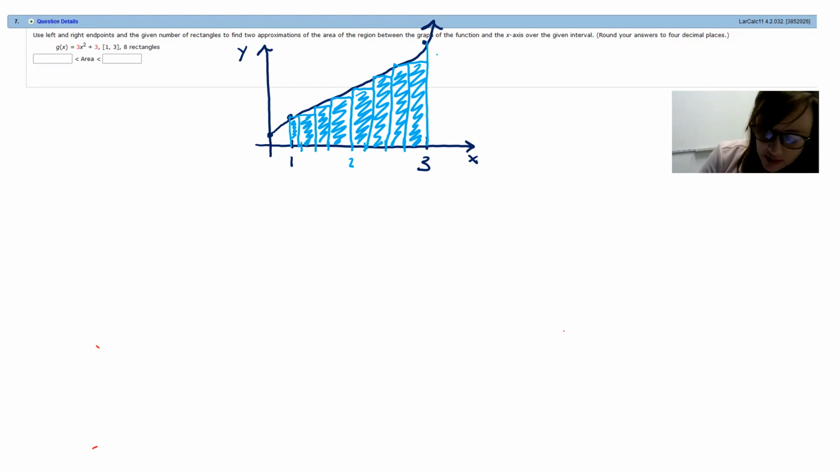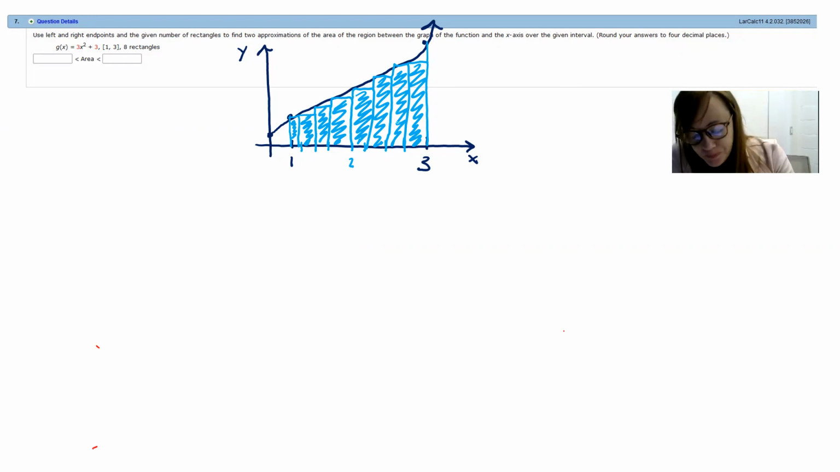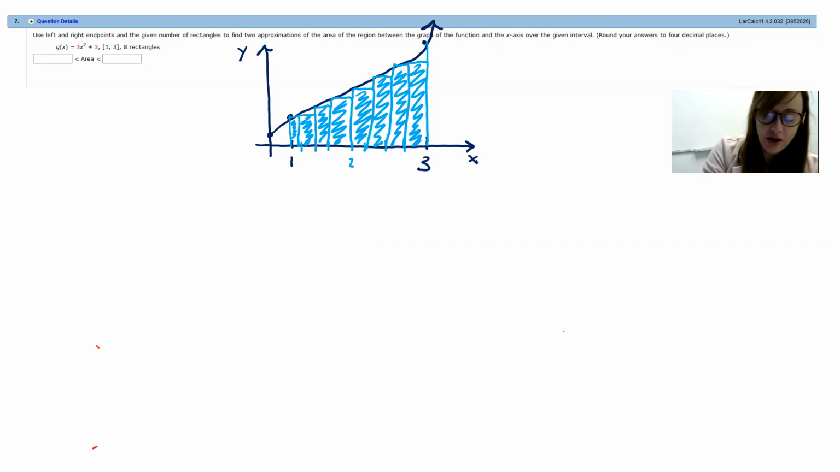So this is an approximation. If I took the area of these 8 rectangles, I would have approximately the area under the curve. You can see that there's some open spots, and that's okay. We're not looking to be exact. We're just looking to approximate. And we'll talk about later how to get that exact. But right now, we just want an approximate value.